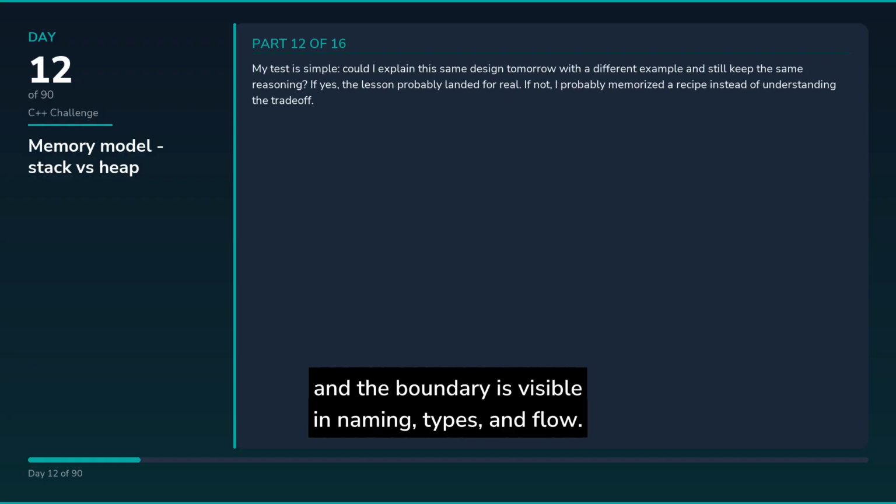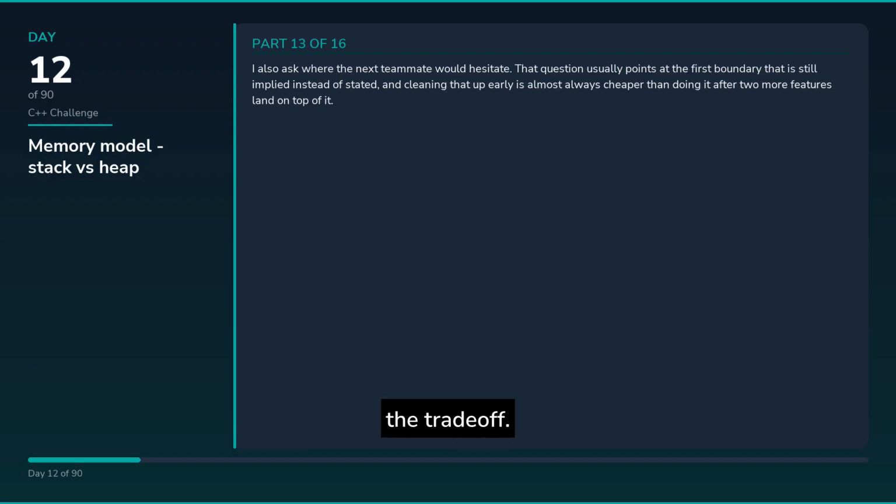My test is simple: could I explain this same design tomorrow with a different example and still keep the same reasoning? If yes, the lesson probably landed for real. If not, I probably memorized a recipe instead of understanding the trade-off. I also ask where the next teammate would hesitate. That question usually points at the first boundary that is still implied instead of stated, and cleaning that up early is almost always cheaper than doing it after two more features land on top of it.